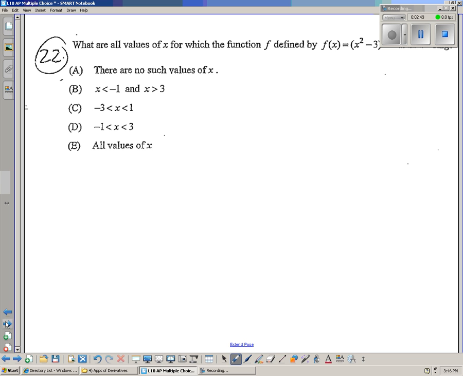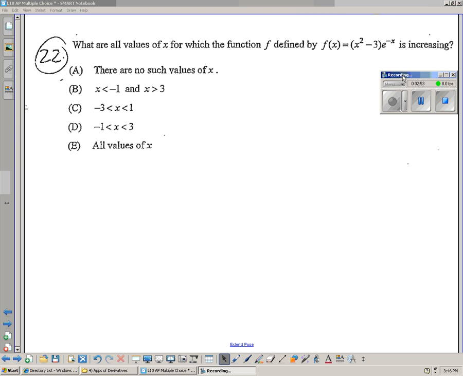Number 22, it says, oops, this is a tough one, so stick with me on this one. What are all values of x for which the function f defined by f of x equals x squared minus 3 times e to the negative x is increasing? Increasing, decreasing behavior is predicted by f prime, so we will need to find f prime.